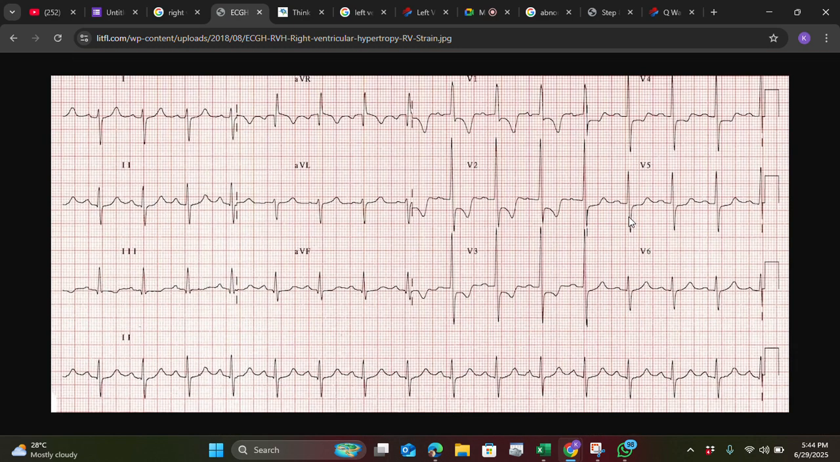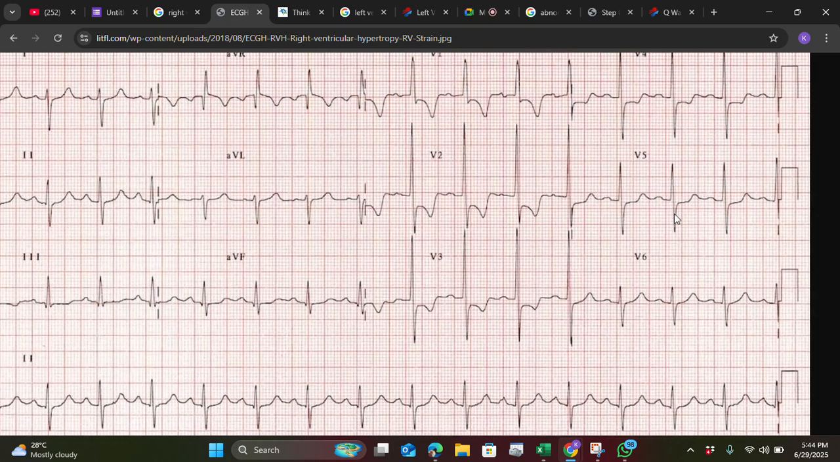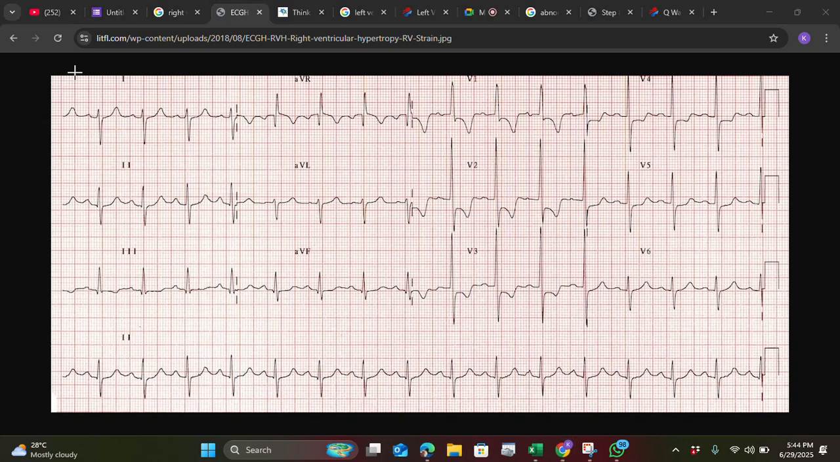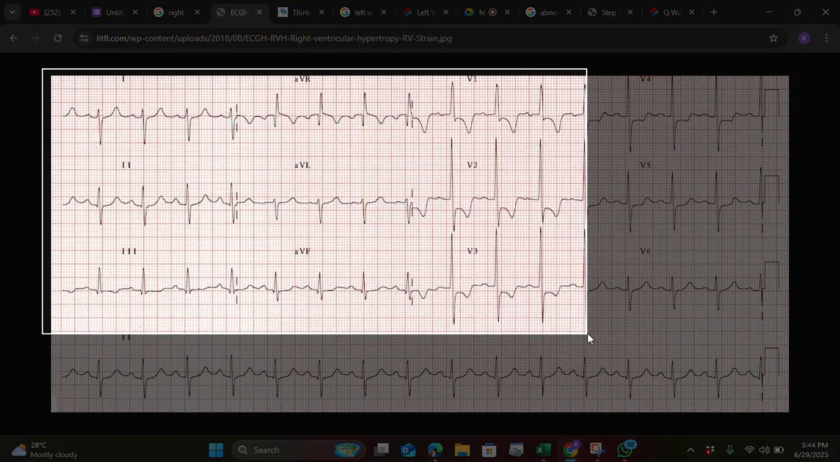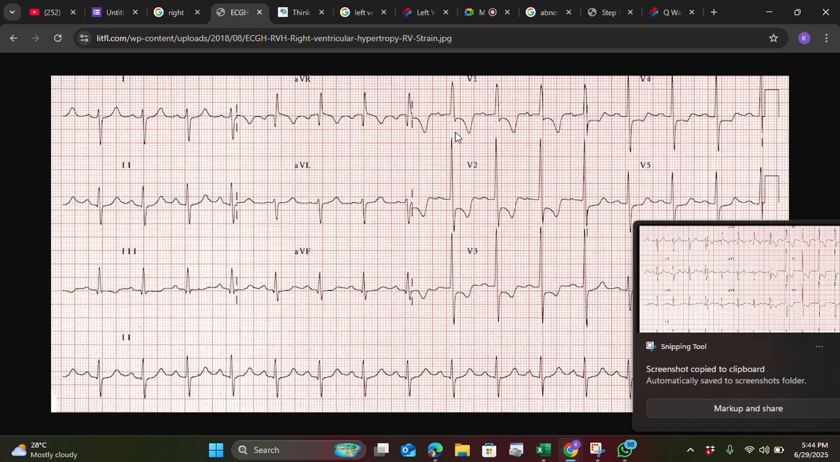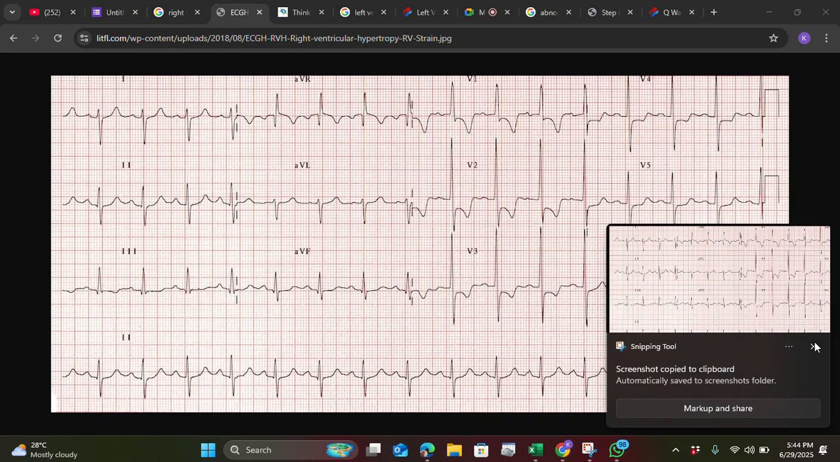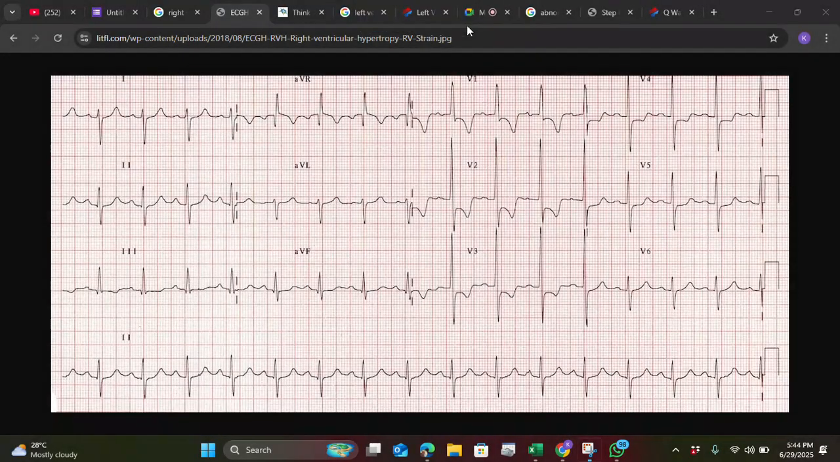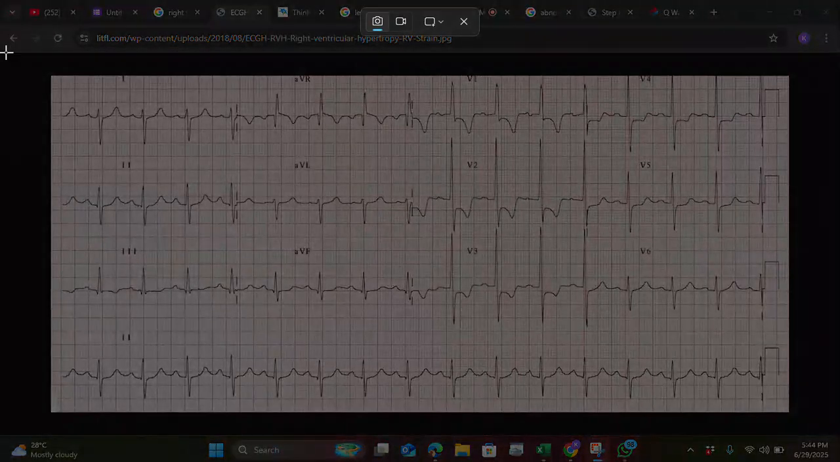Another thing is checking your V5 and V6. Is there a deep S wave here? Actually, there are deep S waves here. This S wave, this S wave, this S wave, they are deep in V5 and V6. So right ventricular hypertrophy is confirmed in this patient.